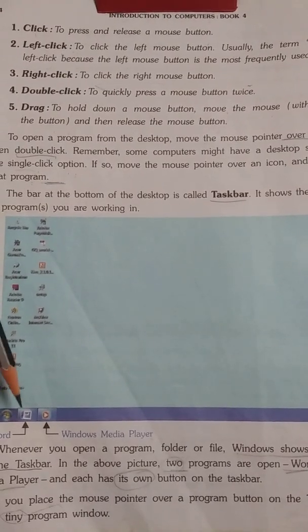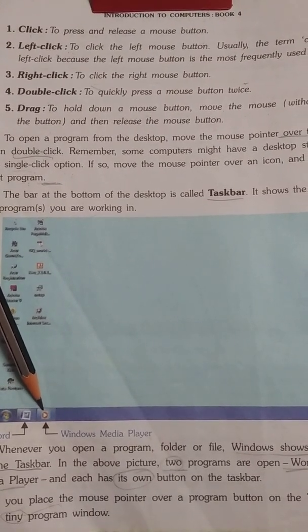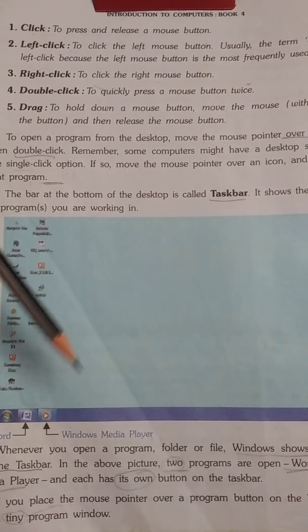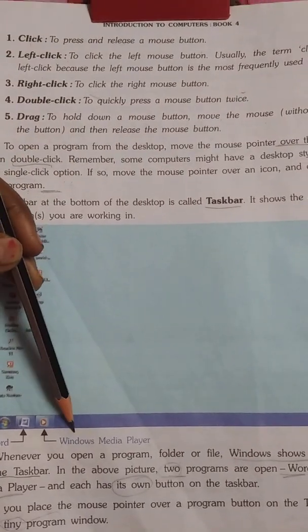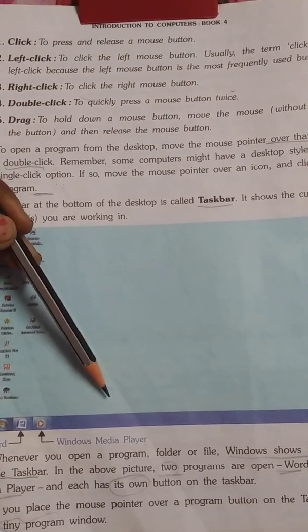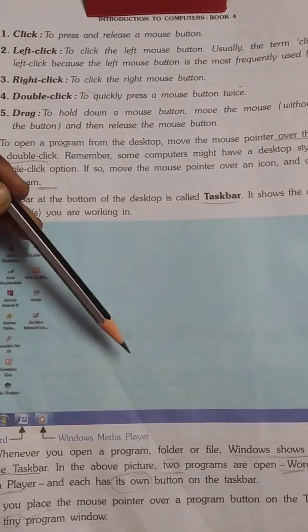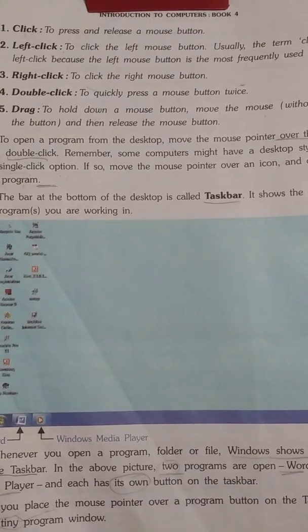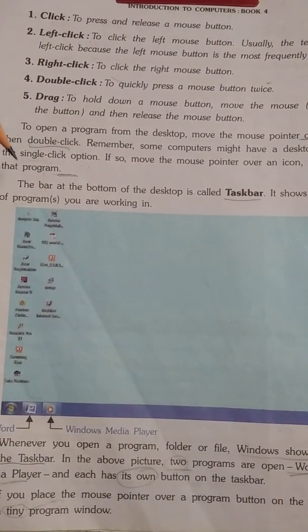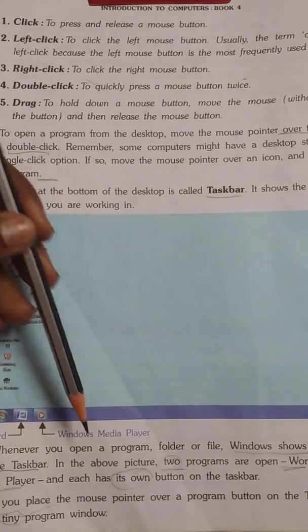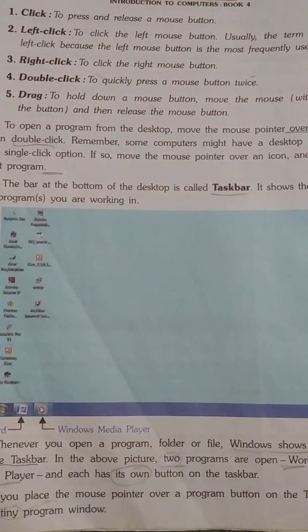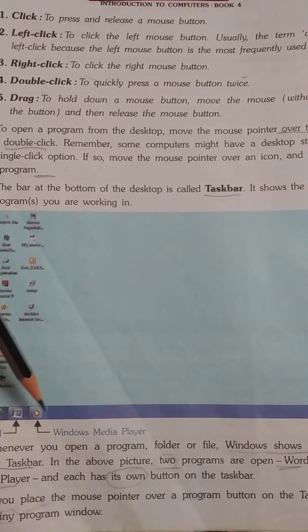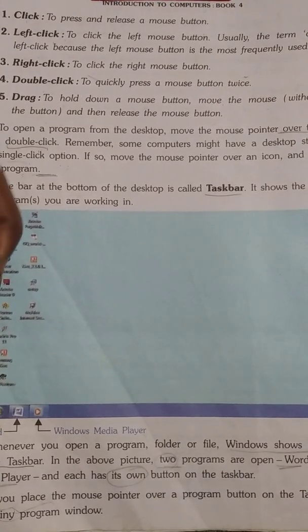See, at a time you can minimize this, you can listen to a video in Windows Media Player, you can open Word and work in Word also. Again you can minimize, you can open the Paint application and work in Paint, and again minimize. So what does the taskbar show? The bar at the bottom of the desktop is called the taskbar and it shows the current status of the programs you are working in, how many programs are open.